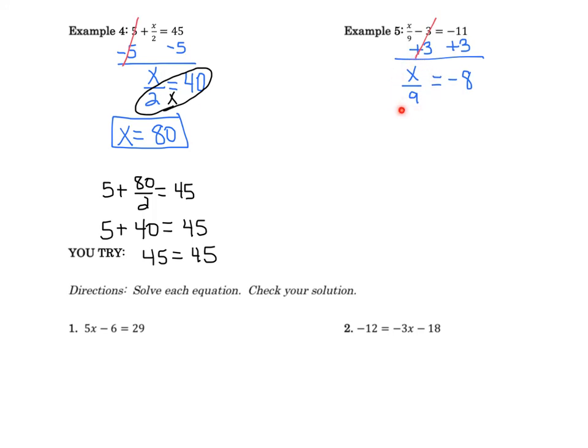So we're dividing, and to undo division, we're going to multiply. So we bring down our x, our equal sign. 9 times -8 gives us -72. So our answer is x equals -72. Remember, you can always check your answer and see if it works when we plug it in for x. So now what I would like you to do is the You Try section.